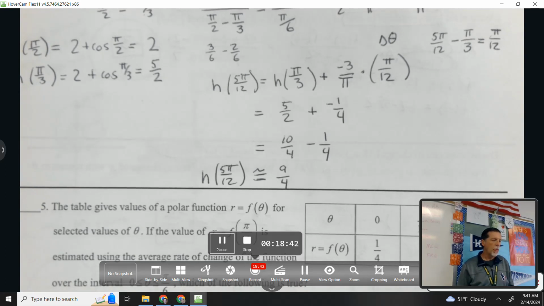How did you get the formula where it's h of 5 pi over 12, which is equal to h of pi over 3?